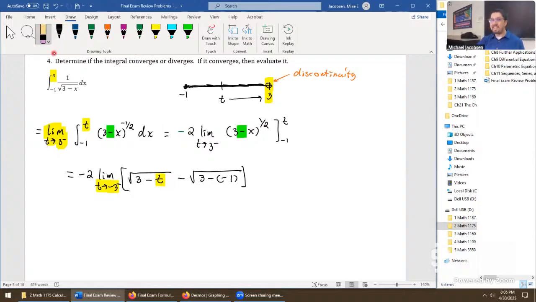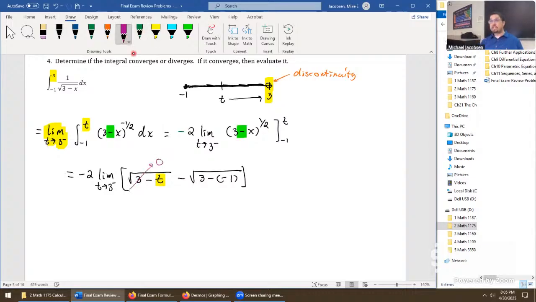Oh, thank you. I had the negative on the wrong spot. 3 from the left like that. Thank you. I was looking at those numbers, getting concerned. But nothing super interesting happens, right? The closer t gets to 3, the closer this gets to the square root of 0. And the limit is the square root of 0.